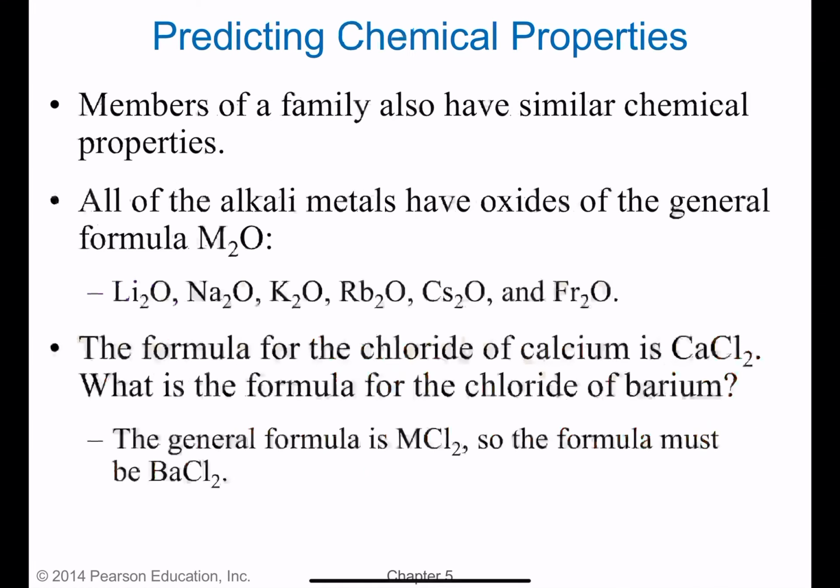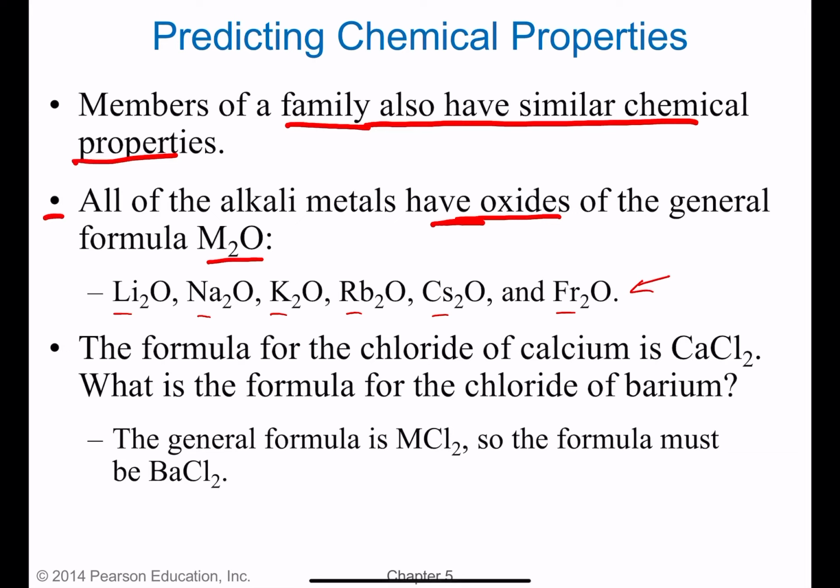We can also predict chemical properties. Members of a family also have similar chemical properties. Again, family is another name for a group or a column. So for example, all of the alkali metals have oxides with this general formula. Oxide meaning how it bonds with oxygen. So we have lithium, sodium, potassium, rubidium, cesium, and francium. All of them bond with oxygen in the same way, where there's 2 atoms of the metal and just 1 atom of the oxygen.